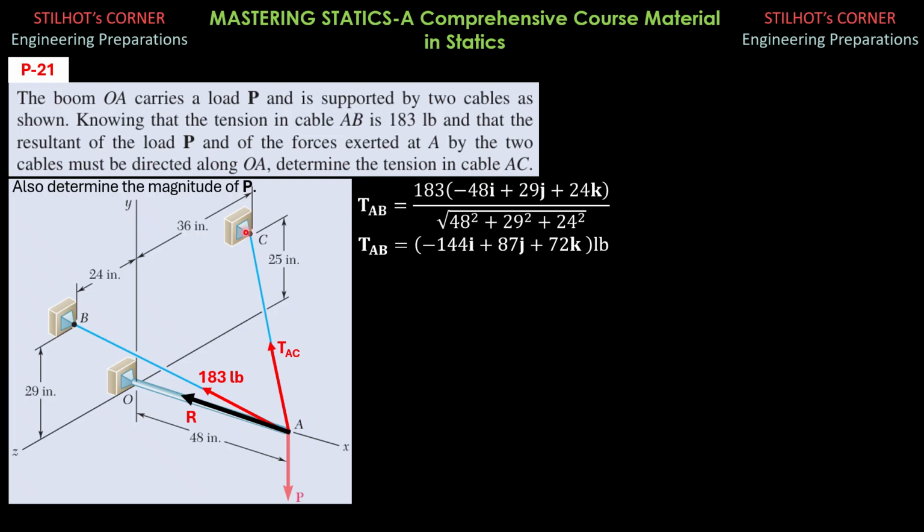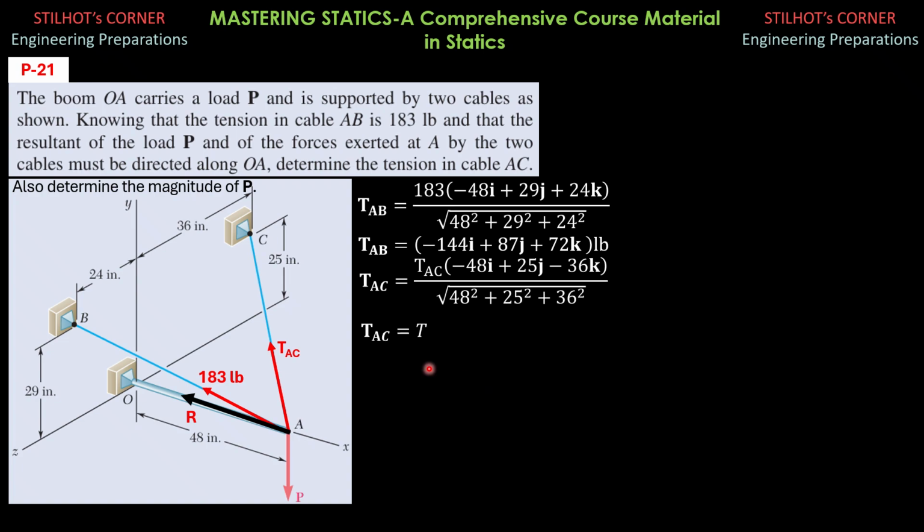Then tension AC is the magnitude of tension AC times the quantity negative 48i plus 25j, then minus 36k over the square root of 48 squared plus 25 squared plus 36 squared.